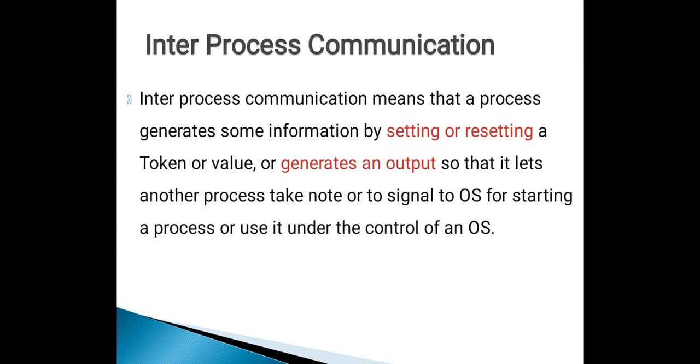interprocess communication means that a process generates some information by setting or resetting a token or generates an output so that another process takes note, or to signal to an operating system for starting a process or use it under the control of an operating system.